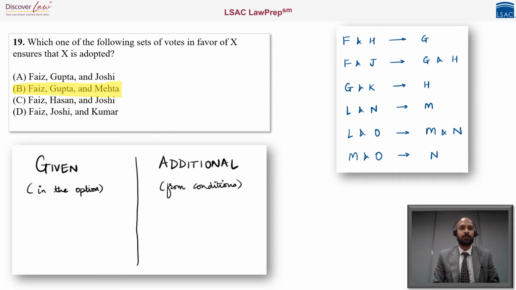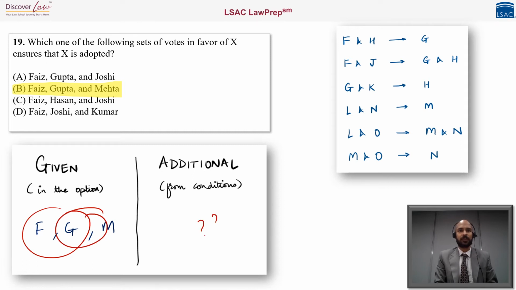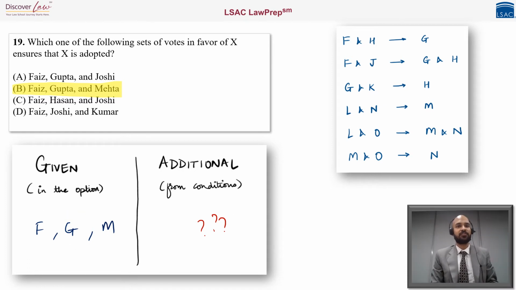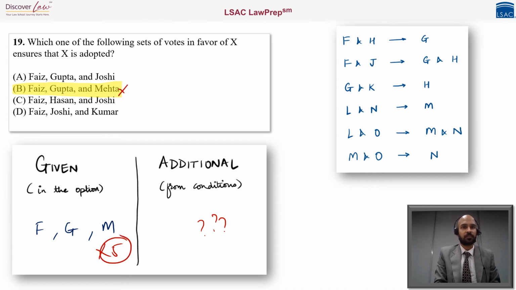Okay, so here we are given F, G and M. If you have F and G, what does it give you? Well, you can't add anything here. G and M, it gives you nothing. F and M gives you nothing, which means that when you have these 3 here, you only have these 3, right? So again, you don't have a total of 5, which means even B is not the answer. Let's move ahead and look at the next option.